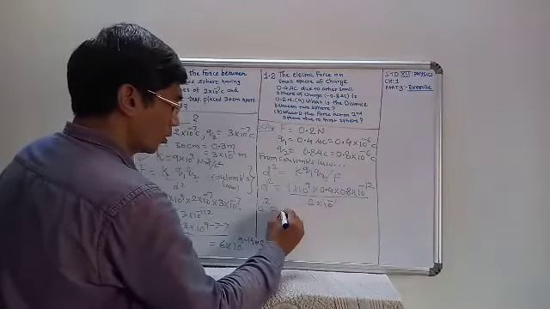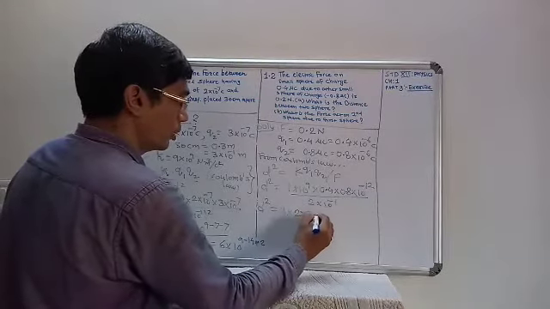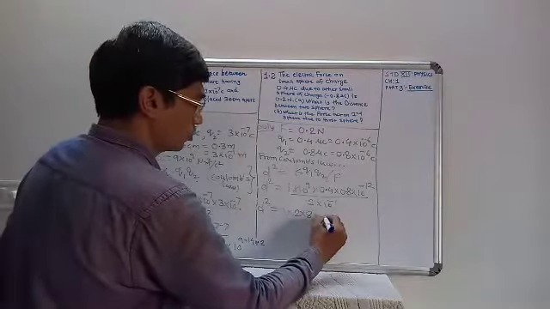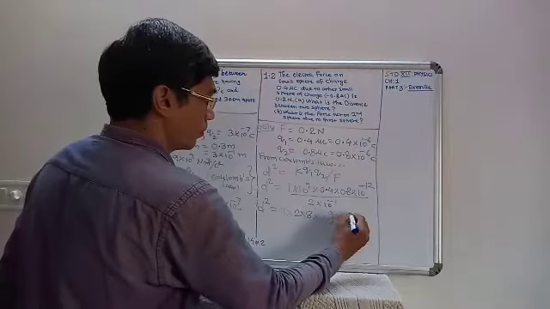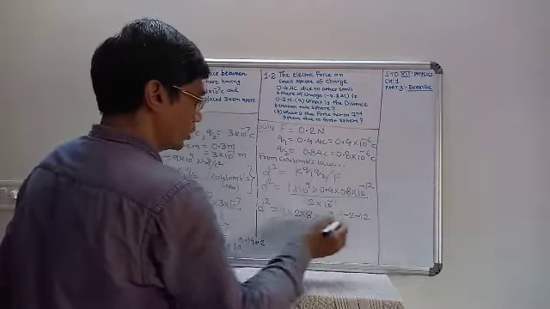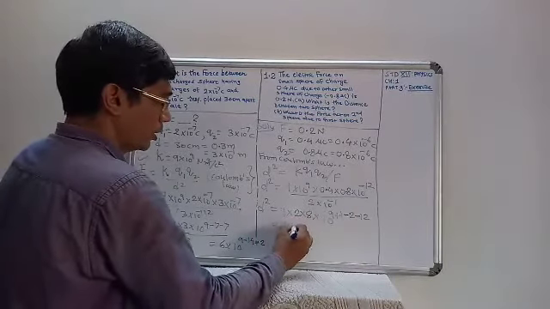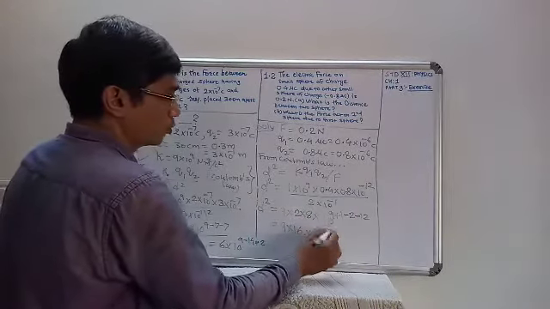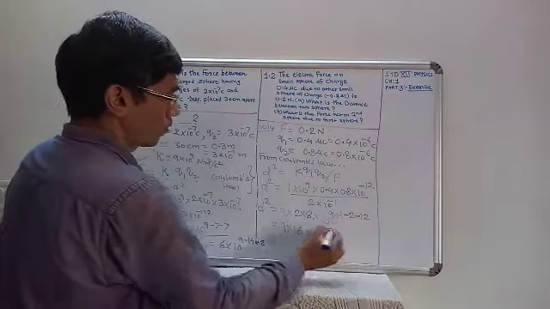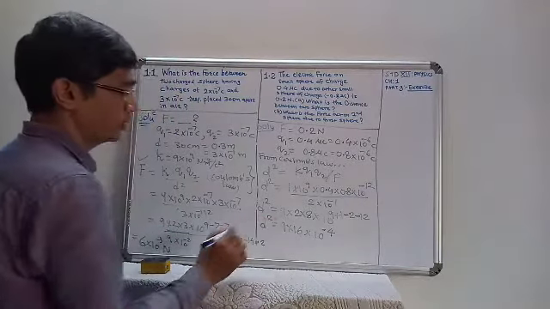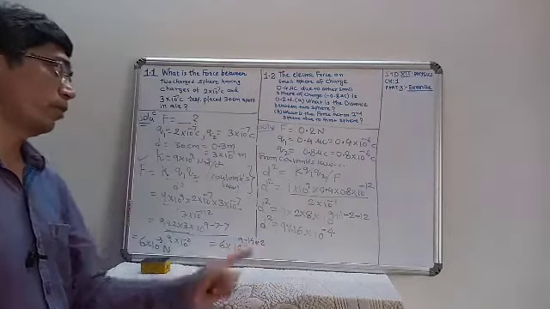9 into 2 into 8 into 10 raised to 9 plus 1 minus 2 minus 12. So it is 9 into 16, 10 raised to minus 4. So here we get D square equal to 9 into 16 into 10 raised to minus 4 meter square.